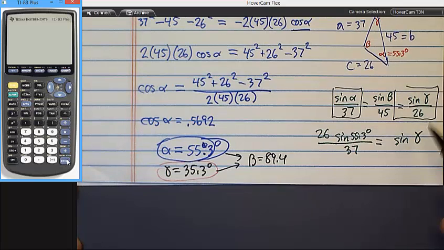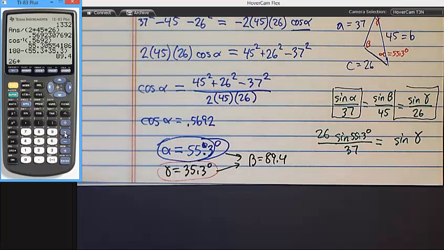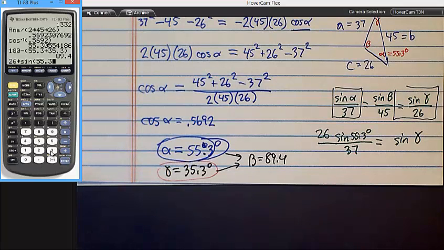I can see that these fractions are equal. Multiply both sides by 26, and I have a 26 up there. So here I have it now. I can say 26 times the sine of 55.3 degrees and divide by 37.